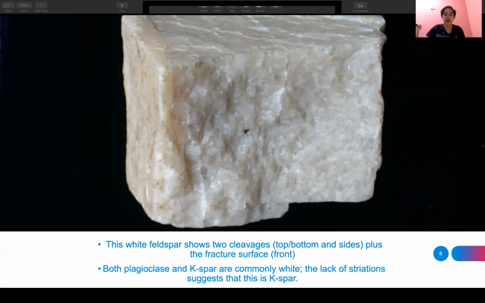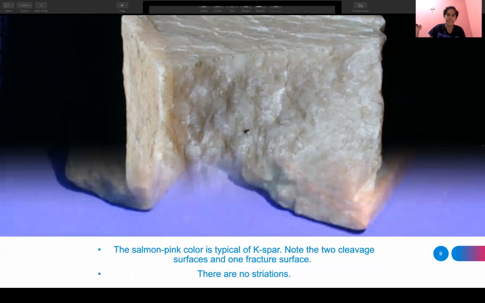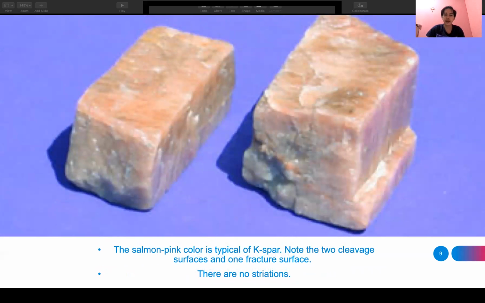This white feldspar shows two cleavages, top, bottom, and sides, plus the fracture surface at the front. Both plagioclase and potassium feldspar are commonly white. The lack of striations suggests that this is potassium feldspar. The salmon pink color is typical of potassium feldspar. Note the two cleavage surfaces and one fracture surface. There are no striations.